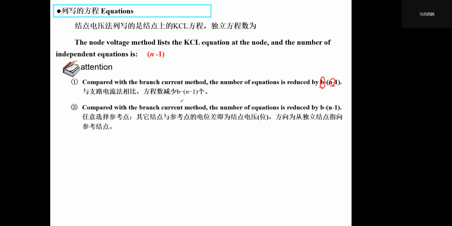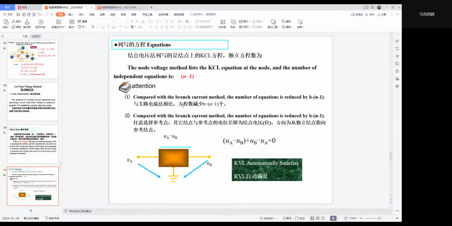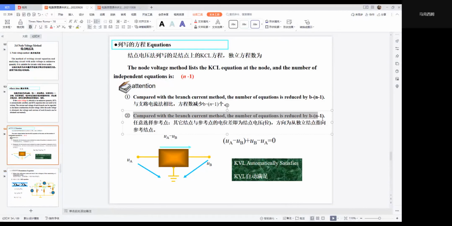And we can compare to the branch current method. This is not what we have learned, right?